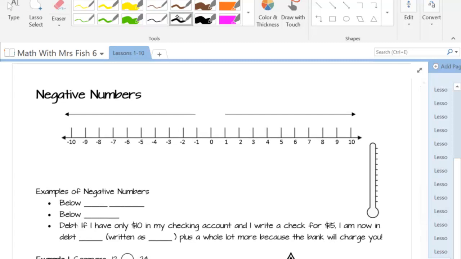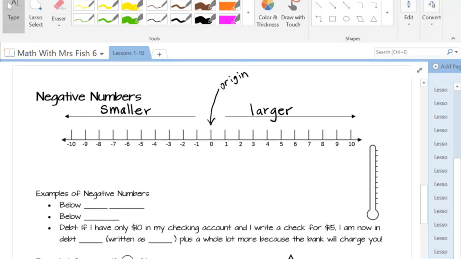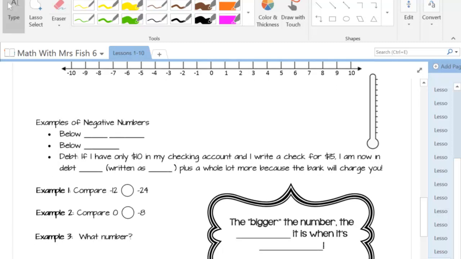Positive and negative numbers. All right, negative numbers. The farther we go to the left, the smaller the numbers get. And the farther we go to the right, the larger the numbers get. 0 is still the origin on a number line. Negative numbers get used a fair amount in everyday life. Negative numbers can be used to express numbers that are below sea level.